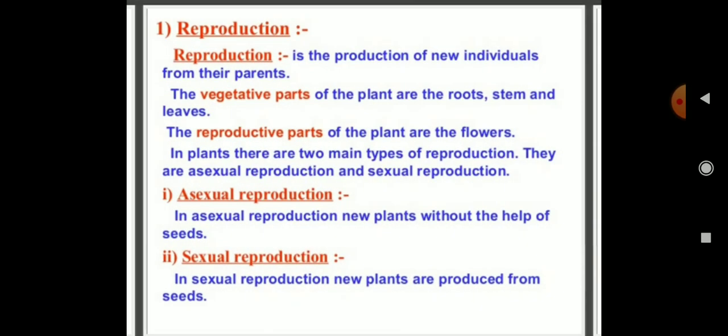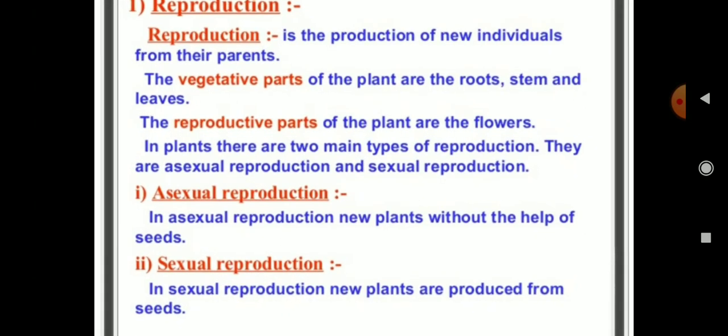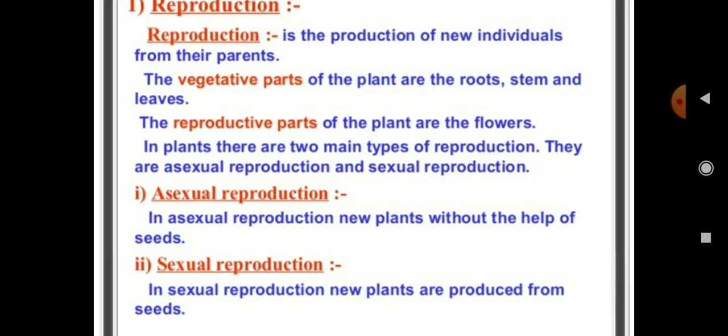First, reproduction. What is meant by reproduction? Reproduction is the production of new individuals from their parents.